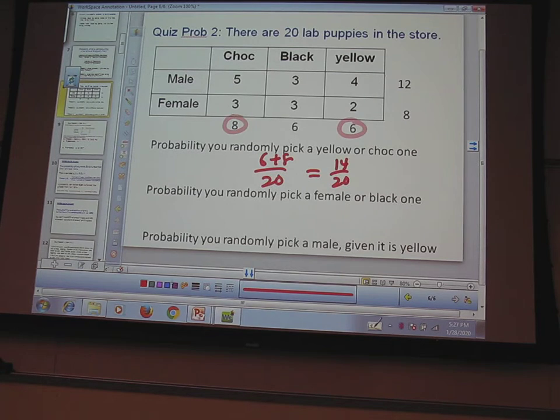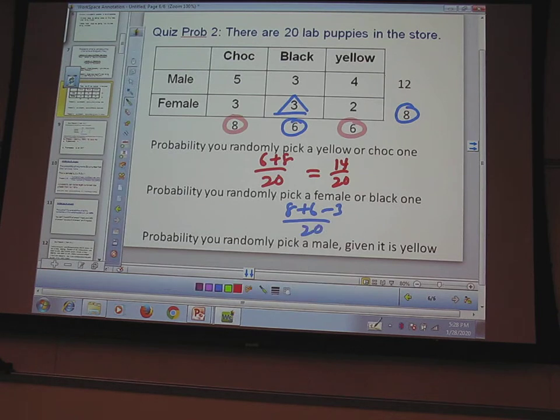How about the probability you randomly pick a female puppy or a black puppy? So female, we have 8 of those. We have 6 black labs. But here's the thing. Are they mutually exclusive? No, you can be both. So we have to subtract 3 because that's the overlap. These 3 black female labs are getting counted in the female total and in the black total, so they're getting double counted. So we subtract out one of them. So 8 plus 6 minus 3 over 20.